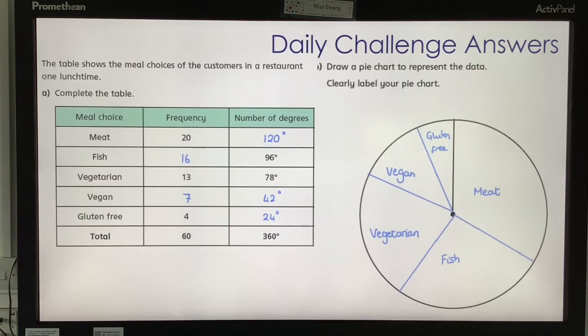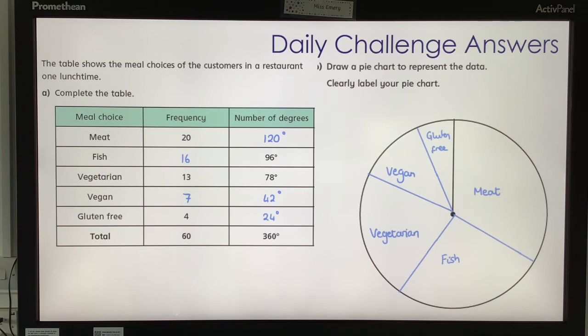So here are your answers. If there were 20 people that chose meat, you needed to do 360 divided by 60 to work out what one customer was worth. Now if you know what 36 divided by 60 is, then you should know what 360 divided by 60 is. But the answer is 6 degrees, 6 degrees per customer. Then, if you know there were 20 people, you do 6 degrees times 20 people and you get 120 degrees for meat.